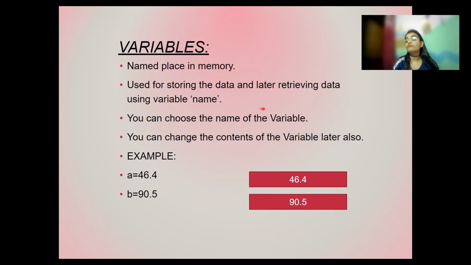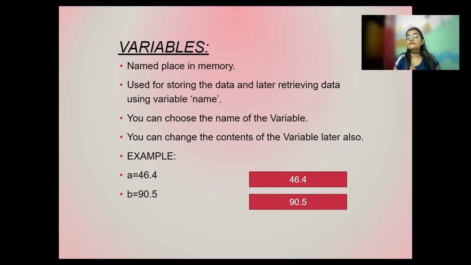You can choose the name of the variable. The variable name could be anything, but it cannot be a reserved word, because reserved words cannot be used as variables or identifiers. The variable name can be your name, my name, any name you wish. But reserved words like elif, for, lambda, finally cannot be used as a variable or as an identifier.